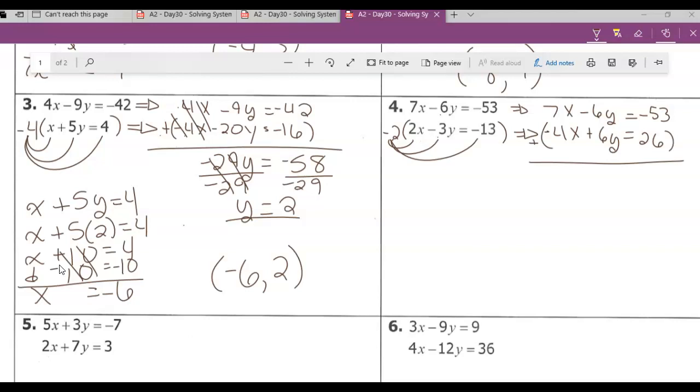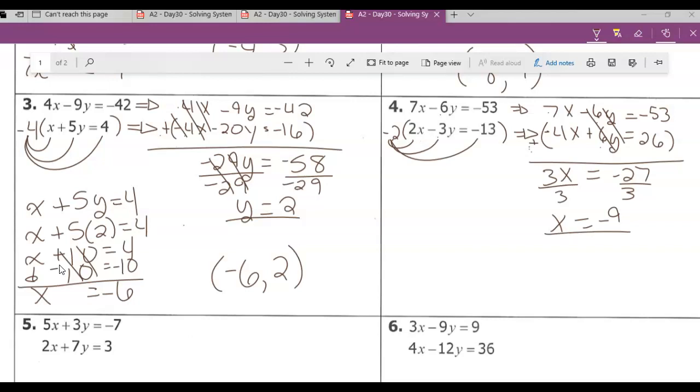I can now add my 7x's plus negative 4x's, which leaves me with 3x's. But now in this situation, my y's will cancel out. Negative 6y's plus positive 6y's means you have no y's left over. Negative 53 plus positive 26 leaves you with negative 27. I'll divide both sides by 3, and I get 1x equals negative 9. There's my x answer. I need my y answer now.